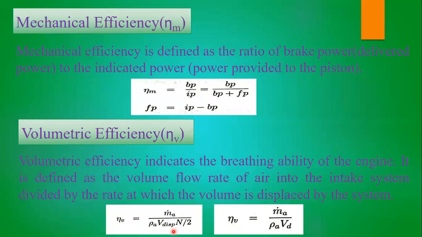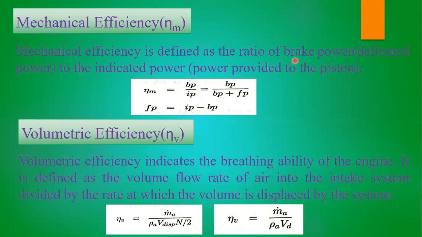Next, coming to the mechanical efficiency. As I already said, it is defined as the ratio of brake power to the indicated power. What is brake power? Nothing but whatever energy is available at the crankshaft. And what is indicated power? Energy available within the combustion chamber. That is indicated power. So that is mechanical efficiency.